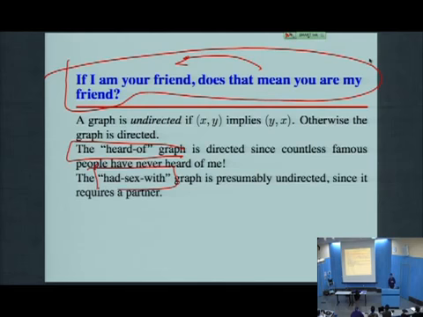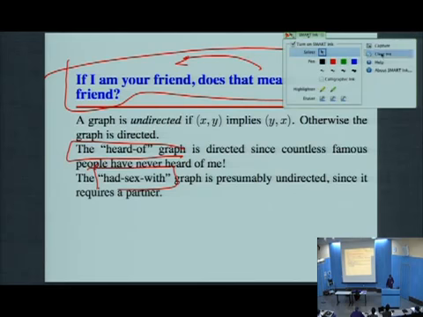Okay, this is another example. Is that a directed graph or an undirected graph? As I understand these things, again, I don't want to go into these things, I think of this as an undirected graph, because if X had sex with Y, Y had sex with X. This is my understanding of things. Any questions? Good.